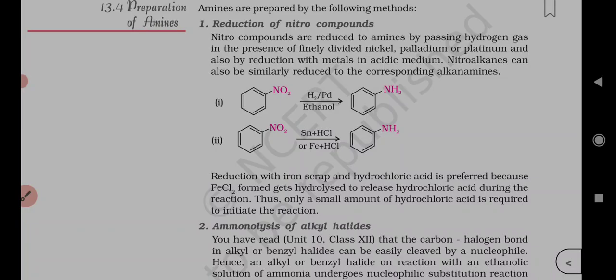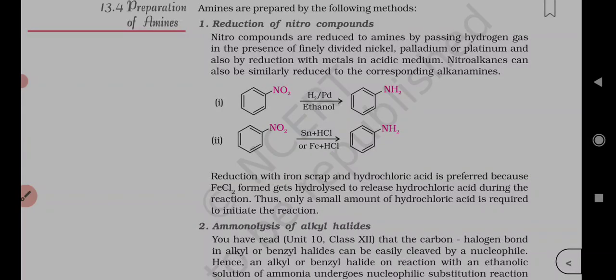Now, the second major method is ammonolysis of alkyl halide. So there are two things. One is ammonolysis of alkyl halide, and another is ammonolysis of alcohols. Alcohols part is not given in NCERT, but we'll discuss it because it is important for NEET. Now, ammonolysis of alkyl halides.